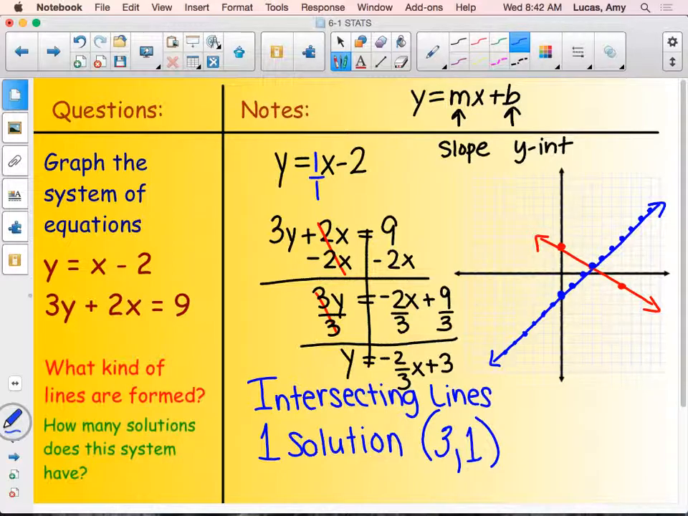If I substituted 3 for x and 1 for y in each of these equations, it would be a solution. It would be a solution to each one. The equation would be balanced.